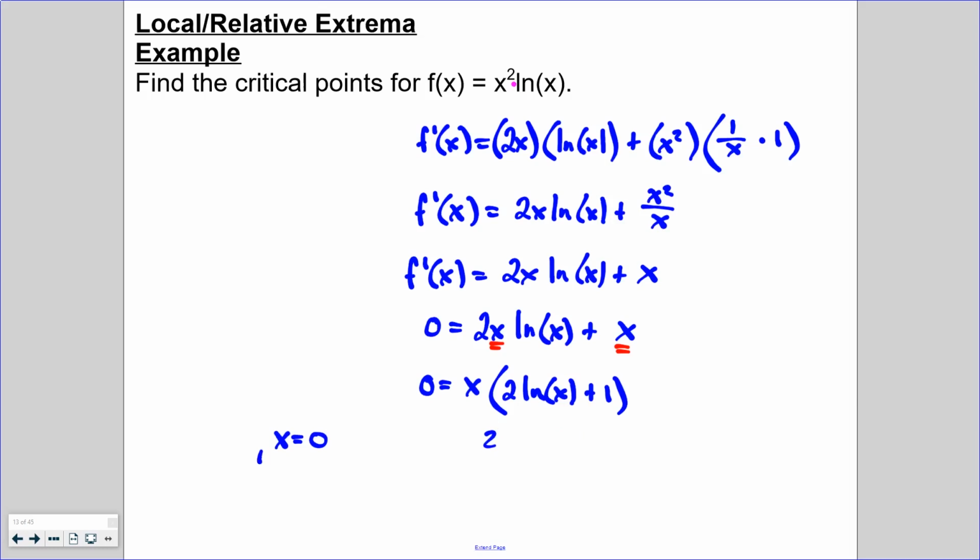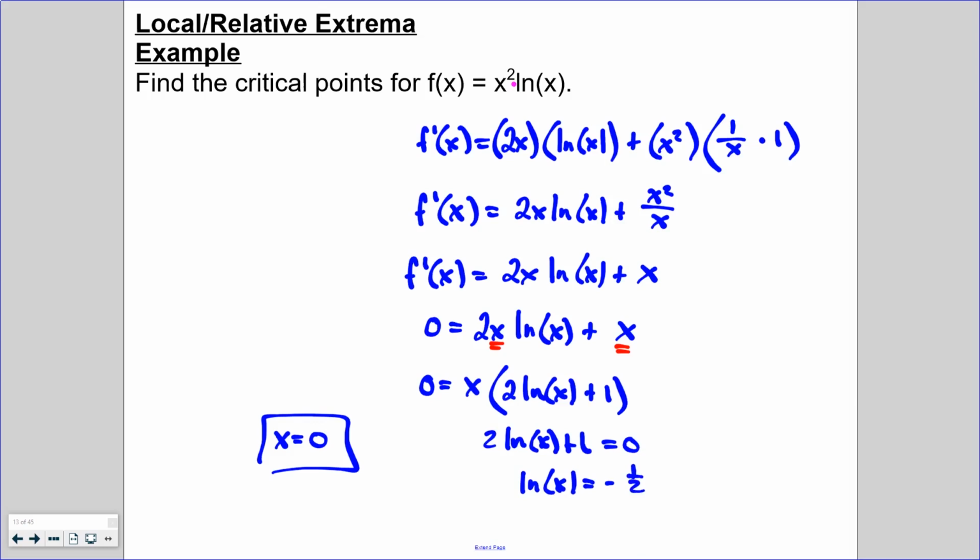Alright, we'll start over. Alright, x equals 0, critical point. And then we have 2 times the natural log of x plus 1 equals 0. And then to solve an equation that has a natural logarithm in it, we want to get the natural log by itself, which when we do that, we'll get the natural log of x is equal to negative 1/2.